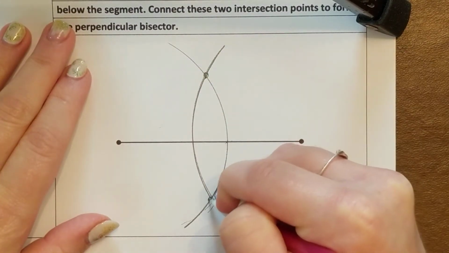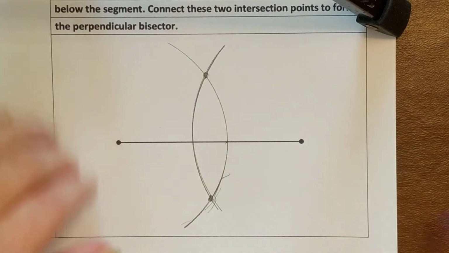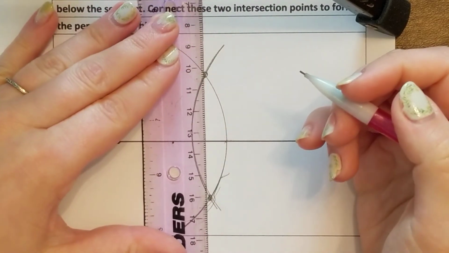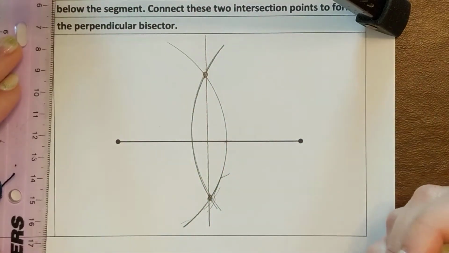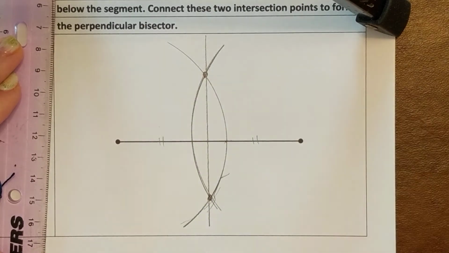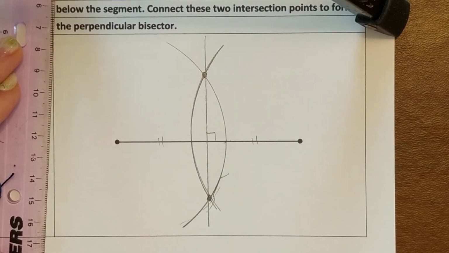next thing we're going to do, we're just going to connect those two intersection marks with our ruler, and hopefully we get something that looks like a perpendicular bisector, which it's pretty close. This and this are about the same, and this is about a right angle.